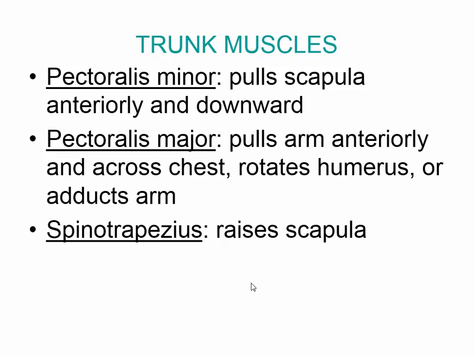And then last but not least, for the trunk muscles that I'm going to ask you guys to identify, are the pectoralis minor and the pectoralis major, and you guys know them as your pecs. The pectoralis minor, the only reason why it's called minor is because it's below the major, sorry. And it pulls your scapula anteriorly and downward. And then the pectoralis major pulls the arm anteriorly and across the chest. And it rotates your humerus and adducts the arm again.